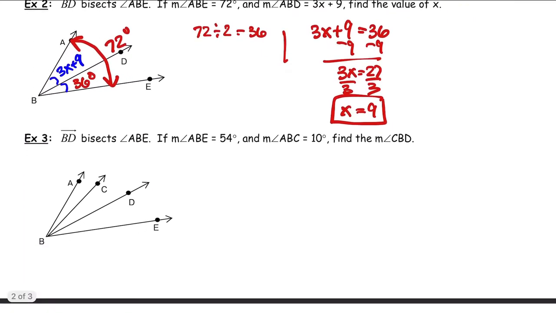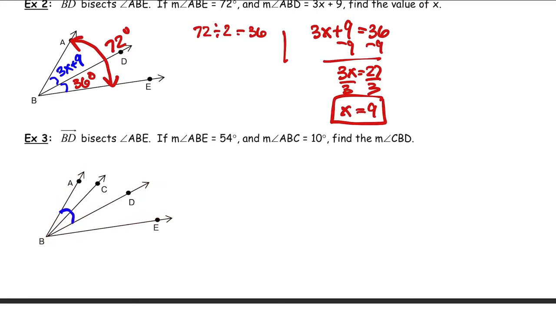Wow, this one looks a little complicated. BD bisects angle ABE. So this is BD, and here's angle ABE. So we got to be careful here because I've got another angle that's involved.